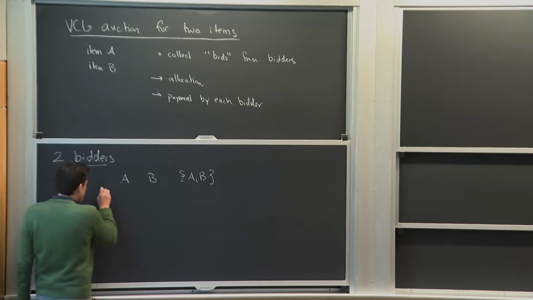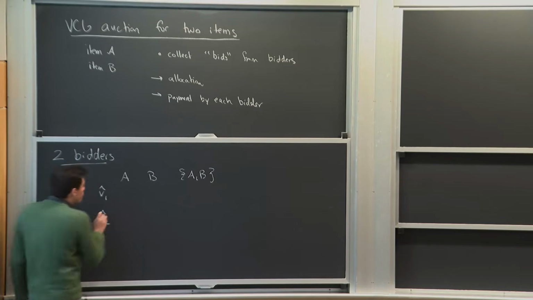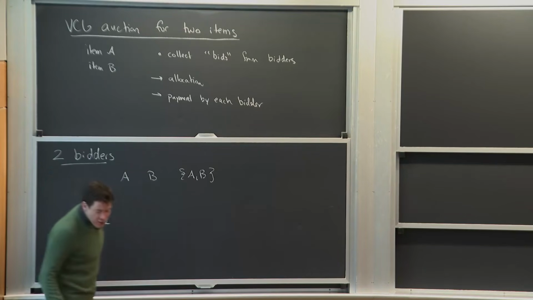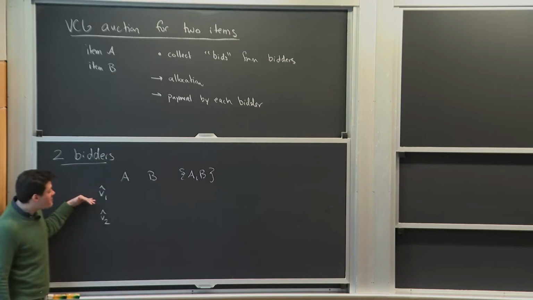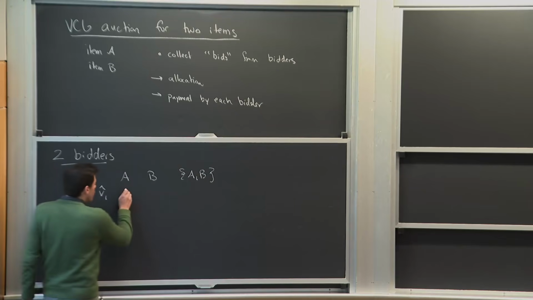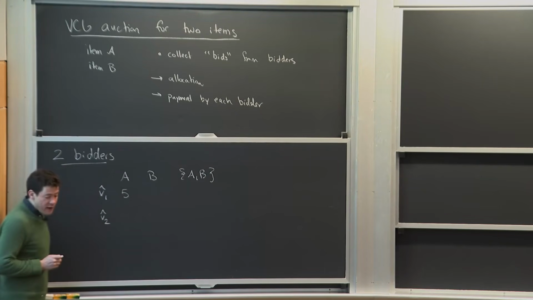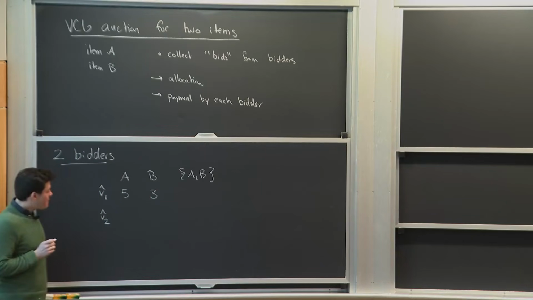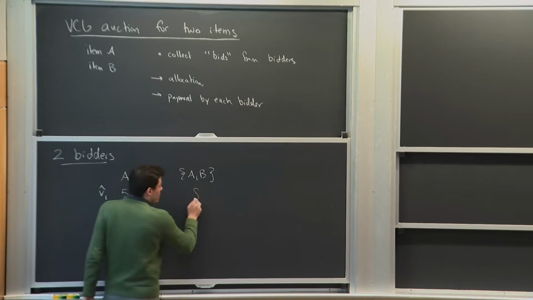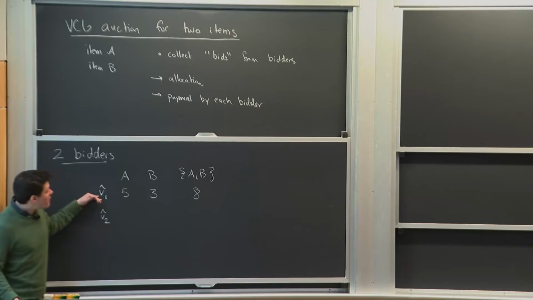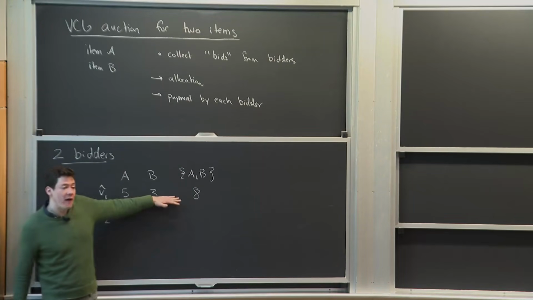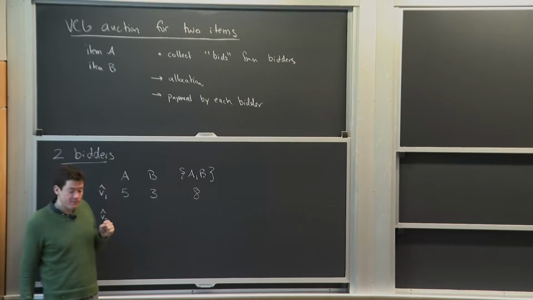So bidder 1 is going to make some report, and bidder 2 is going to make some report. I've made the numbers here so it works out. Let's suppose bidder 1 says, if I get only item A, I value that at 5. If I get only item B, I value it at 3. And if I get both items, I value it at 8. So for bidder 1, the value of the bundle is exactly the sum of the value of the two parts, but it doesn't have to be that way.